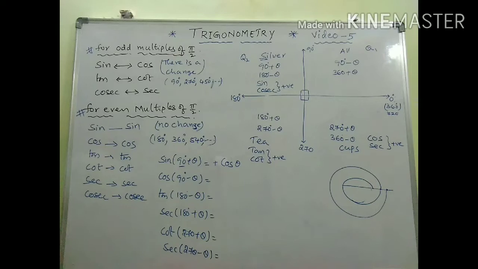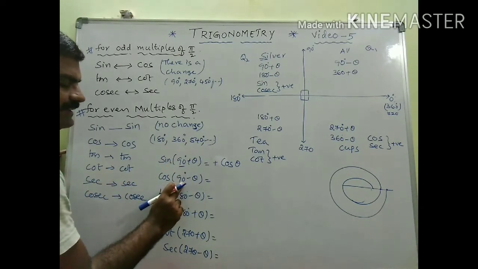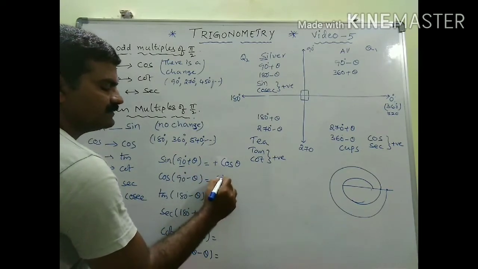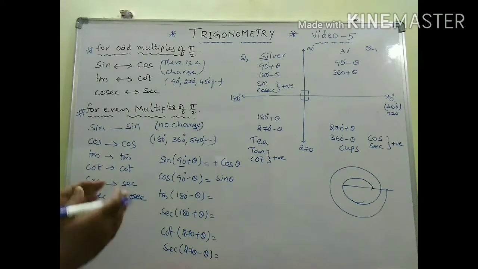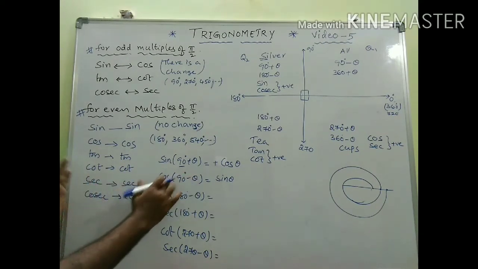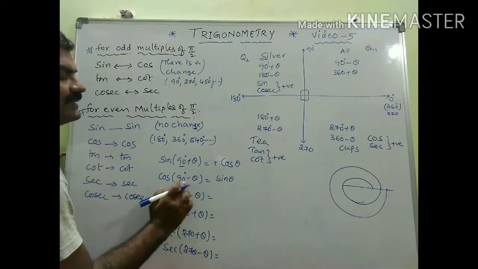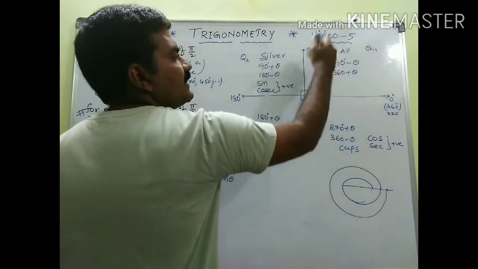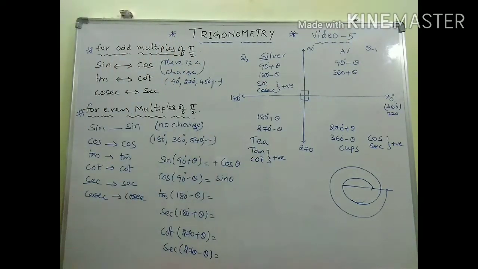Once again, cos of 90 minus theta. Because of 90, cos changes into sine. First you should check whether it changes or not. Second, positive or negative. Change or not, it changes. The angle is theta. Now coming to the quadrant, 90 minus theta is first quadrant. Here all are positive. Hence this equals plus sine theta.